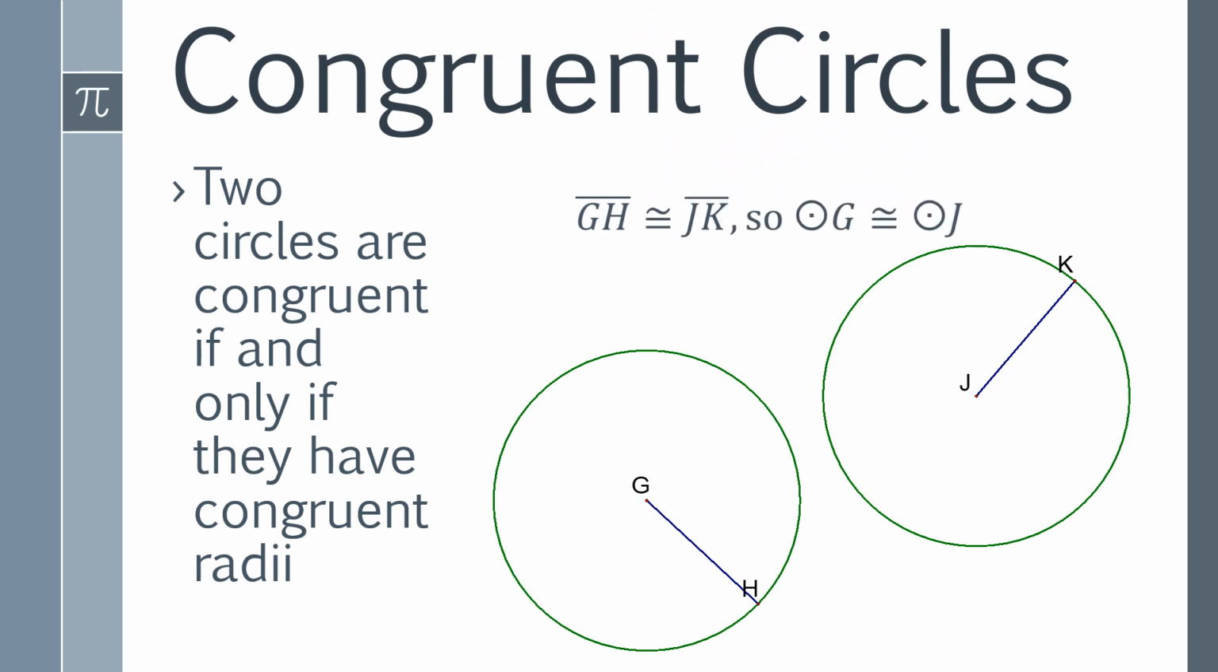Okay, congruent circles: two circles are congruent if and only if they have congruent radii. So given that segment GH is congruent to segment JK, then circle G would be congruent to circle J.